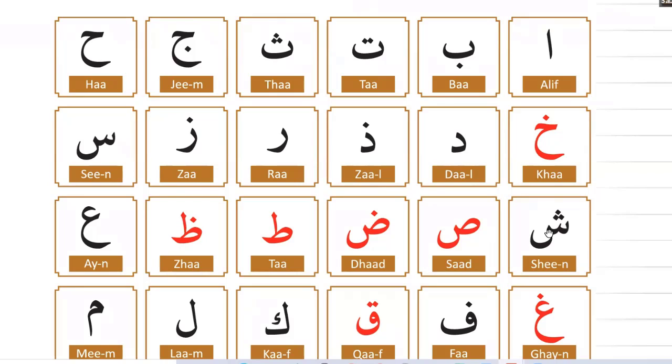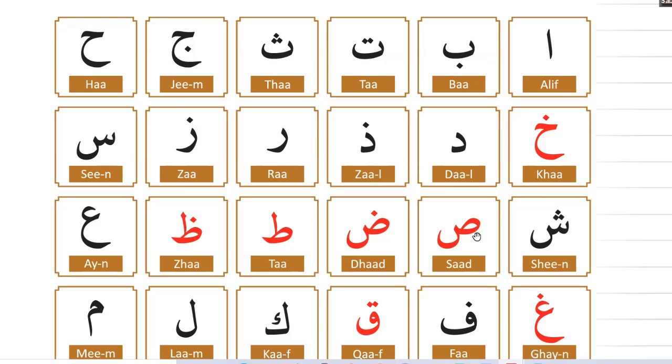Sad has a whistling sound, but it's not as sharp as seen, right? It's like you are filling air into a pump. Sad. Okay, and you can say nail, hammer, and saw. You can remember this letter with the sound of saw: nail, hammer, and saw. So this is the sound of sad.